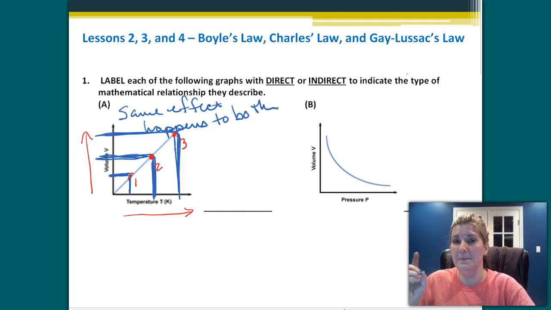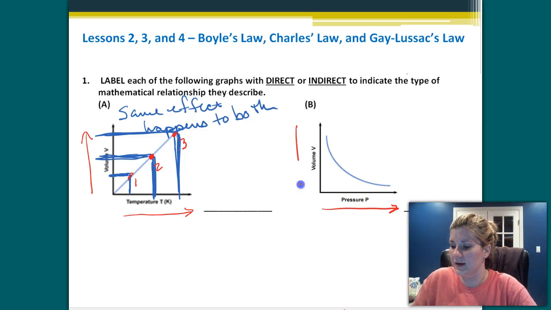Okay, and in B, we look at pressure and volume. And of course, in the same way, pressure would increase as we go to the right, volume would increase as we go up. So picking our 3 points in the same way that we did before, I'm going to pick points 1, 2, and 3.